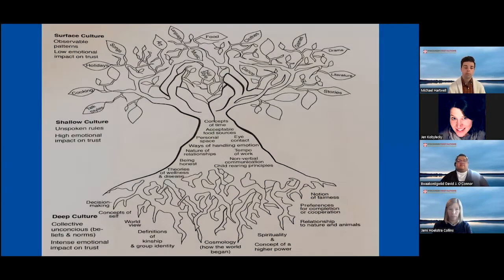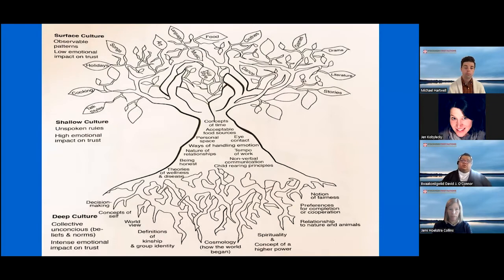Here's another way of looking at it, folks. We used the iceberg here as an example; now looking at it from the tree perspective, the surface culture versus shallow culture versus deep culture. So there are multiple lenses or ways of looking at it that can help shape your understanding of what culture is or how to integrate this into your teaching and learning.